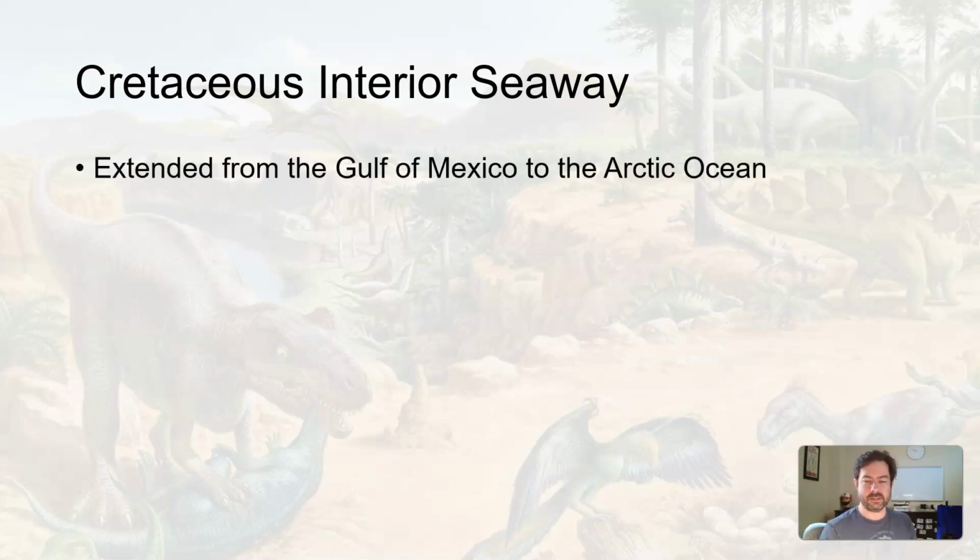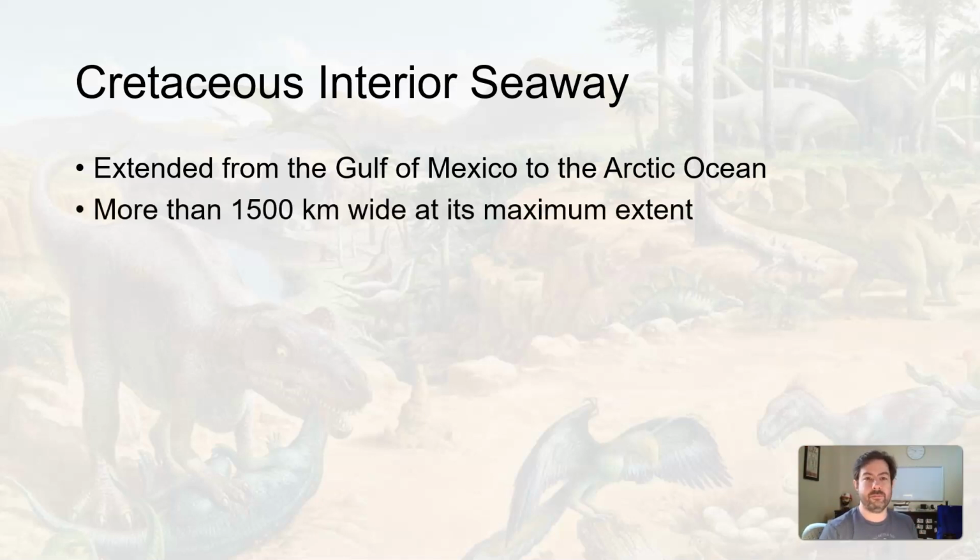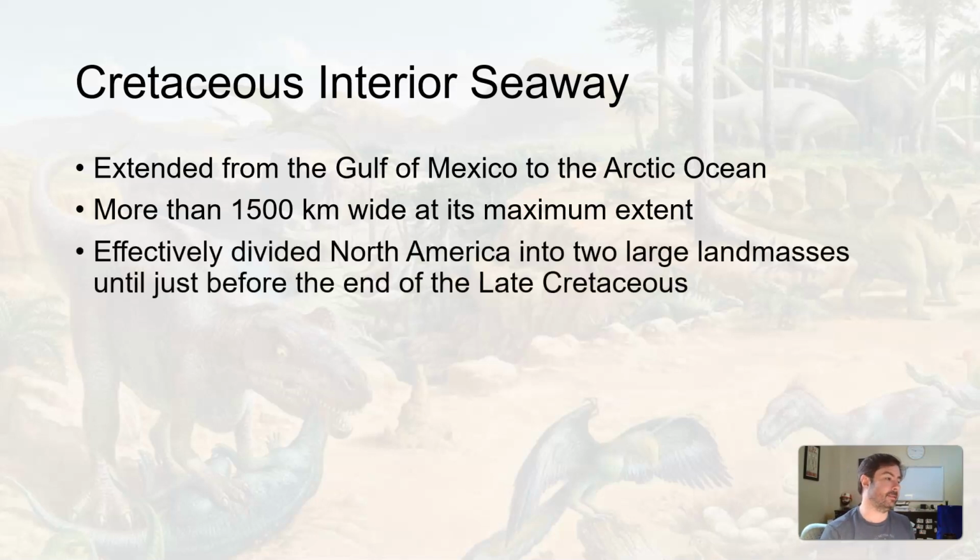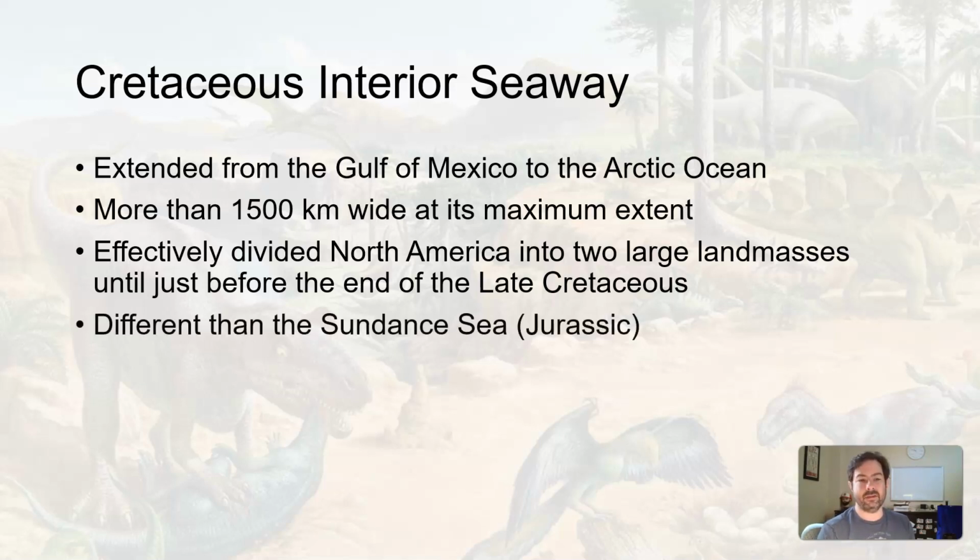So the Cretaceous Interior Seaway extended all the way from the Gulf of Mexico, the newly created Gulf of Mexico during the Mesozoic, all the way up to the Arctic Ocean. It's more than 1,500 kilometers, well over 1,000 miles long, and almost 1,000 miles wide at its maximum extent. It effectively divided North America into two land masses. The land was still there; it was just under a little bit of water just before the end of the Cretaceous.